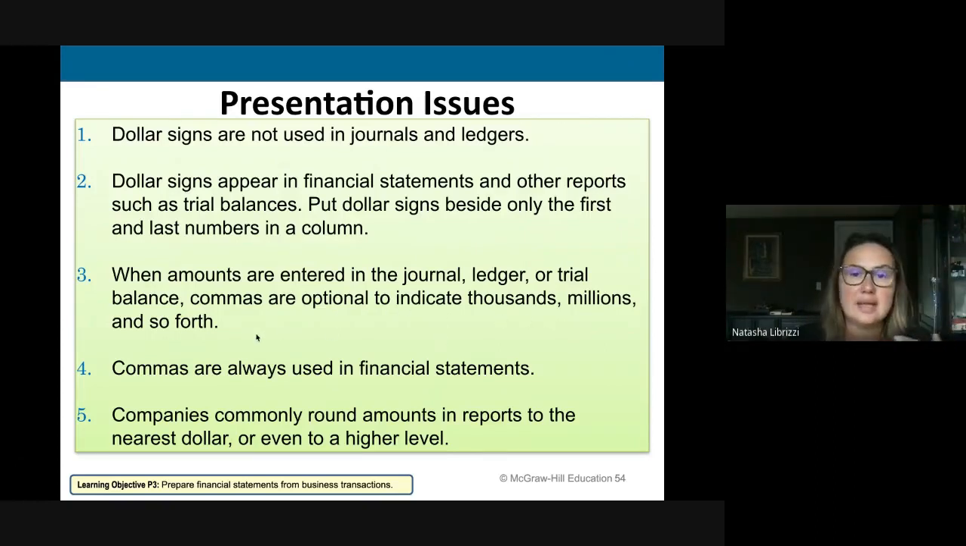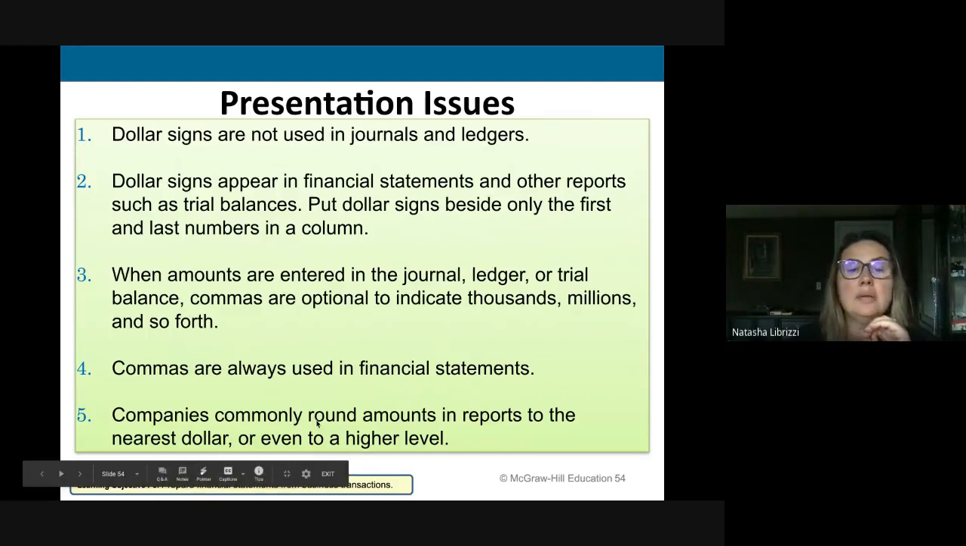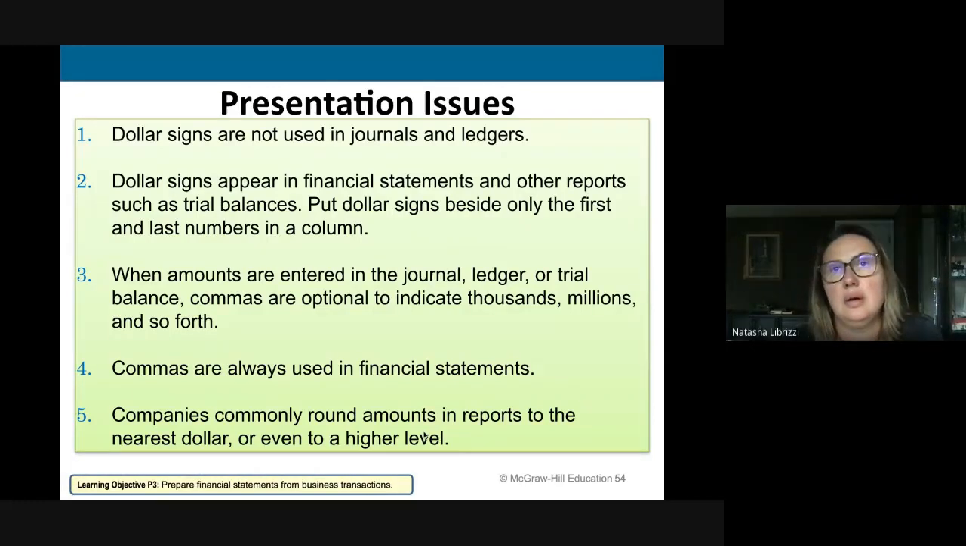forth. A lot of people use Excel. Highly recommended if you're very handy with that. But again, you don't have to do that. But if it helps you to add things up, it's important. Commas are always used in financial statements. And companies commonly round amounts and report to the nearest dollar or even higher, so millions, thousands. And when we do our last topic, we're going to look at financial statement analysis later in the financial accounting learning process. You'll see that sometimes they report it in thousands or even millions if the company has big revenues and so on.